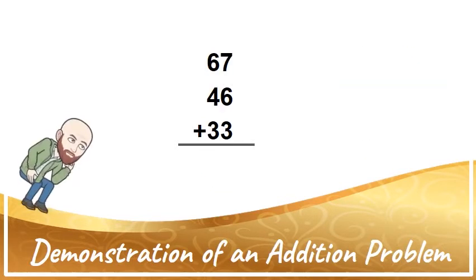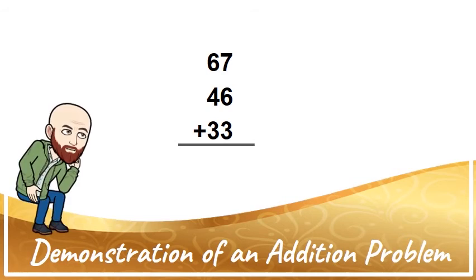Next I'm going to have a look at this problem, 67 plus 46 plus 33. The first thing I'm going to do is look at the units column again, and I'm going to see if I can find any friends of 10. Here I can see that the 7 and the 3 are friends of 10, but they're not next to each other. So I'm going to put circles around them and remember that I've bundled them together. So that's one group of 10. Then I'm going to look and see what I have left, which is a 6. So 10 plus 6, which is 16.